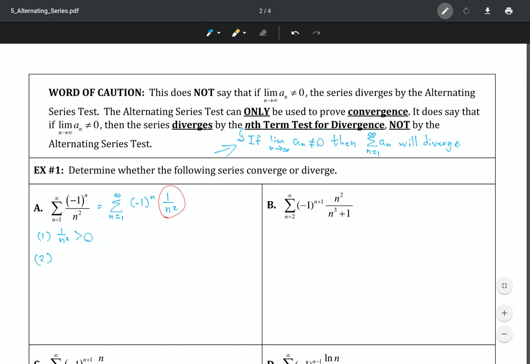this is decreasing, right? The first term, for example, would be a 1, then I would have a 1/4, and that would have a 1 over 9, and so on and so on. So as you can see, this is decreasing.